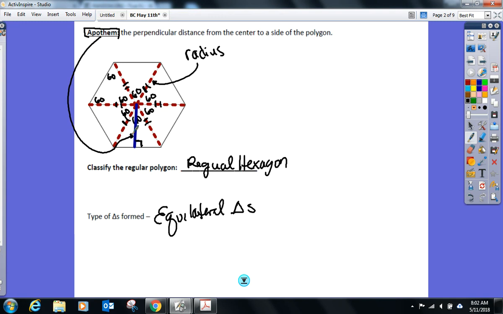Anybody want to try? Apothem? Is it like saying opossum? No, it is not opossum. It is just apothem. Again, the apothem is the perpendicular segment drawn from the center to the side.